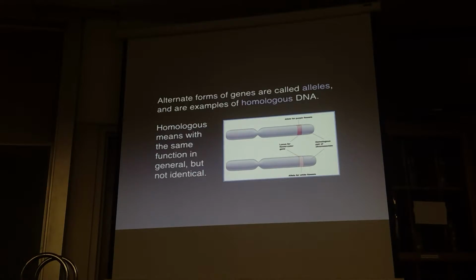Another example would be bacterial flagella. We know that flagella are made out of flagellin proteins. Flagellin proteins don't all have the same amino acid sequences. So you can have slightly different flagellin proteins that are encoded by alleles, homologous DNA, with slightly different nucleotide sequences.